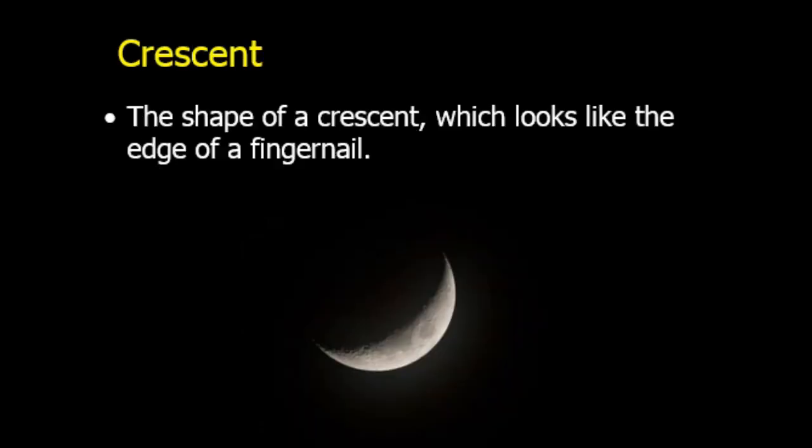A crescent is the shape of a crescent, which kind of looks like a fingernail or the edge of a fingernail. And so that's talking about the shape. You can have a half or quarter moon as well. And then the light is either growing or it is becoming less.